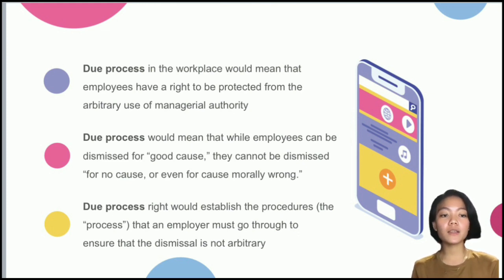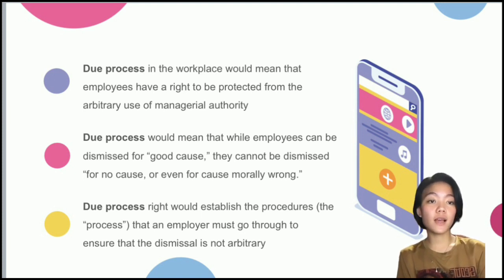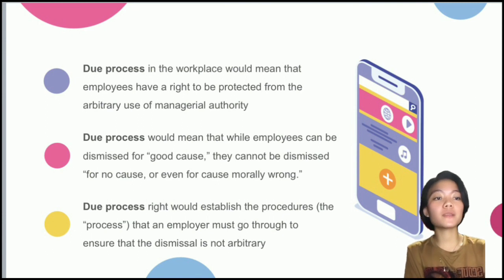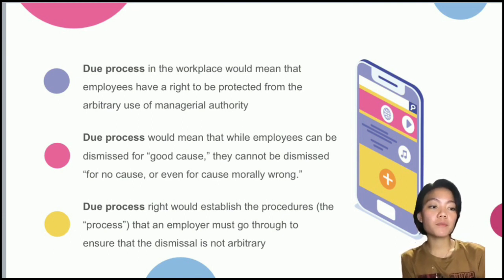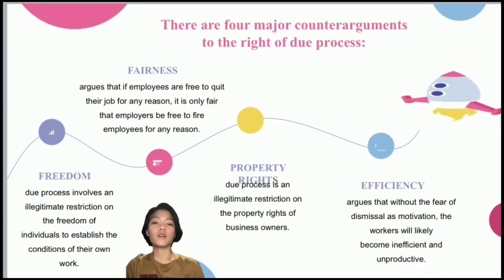In other words, regardless of what your handbook or policy and procedures manual says, your past practices will be scrutinized for consistency. Due process rights would establish the procedures or the process that an employer must go through to ensure that the dismissal is not arbitrary. So the discipline must be appropriate for the offense. Occasional performance problems or minor transgressions, known as a de minimis infraction, are certainly actionable but probably not cause for termination. An employee's performance track record and prior disciplinary history must certainly be taken into account. So there are four major counter-arguments to the right of due process.